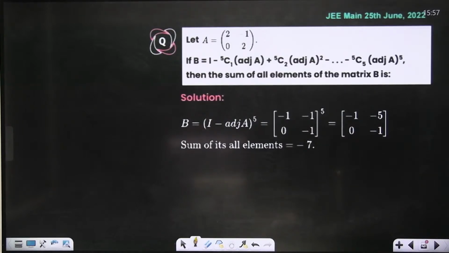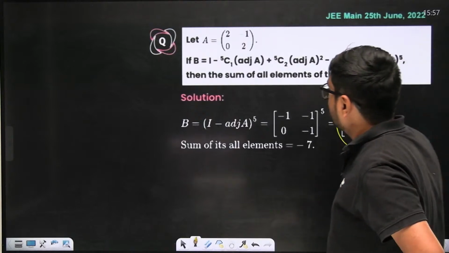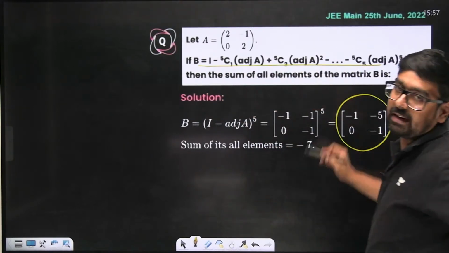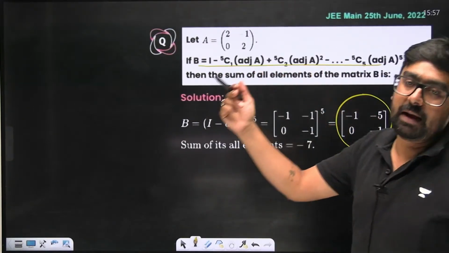Find I minus adjoint of A. Adjoint of A you must be able to find. I minus adjoint of A and its power 5. And sum of the elements of matrix B you have to find out. So B will come out to be this. You just have to observe that they can relate your matrix and binomial expansion.